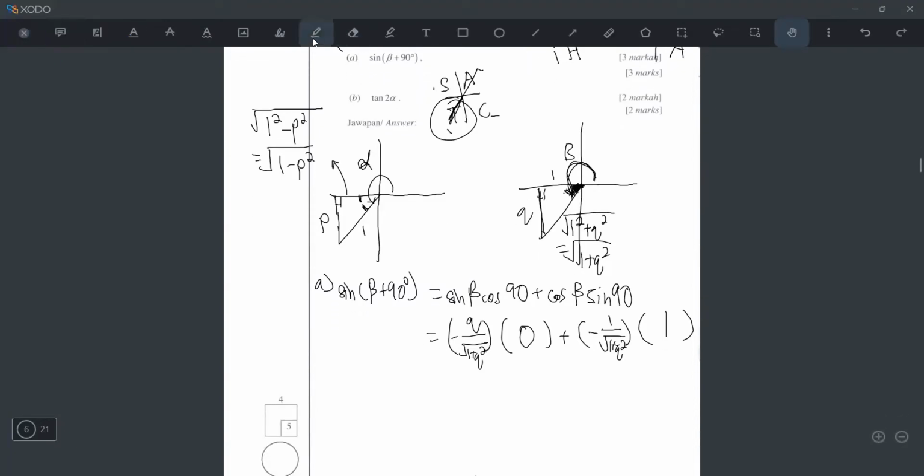And you get your answer already, because whatever times 0 is 0. So this whole thing, you just ignore it. Just left with this. So the answer is negative 1 over square root 1 plus q squared. Right? So that should be the final answer.